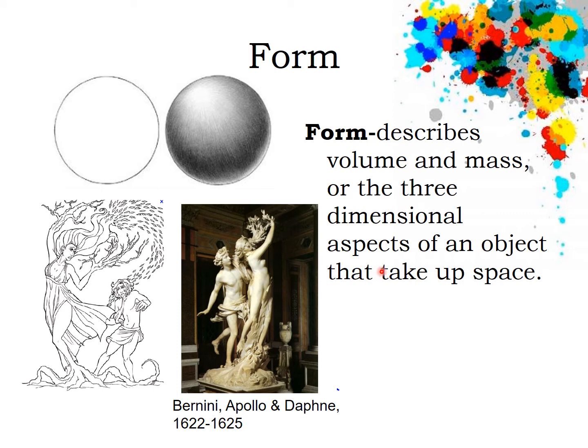All right, let's talk about form. Form describes volume and mass, or the three-dimensional aspects of an object that take up space. So we have a few examples right here. Over here to the right, we have a circle. This is a shape. It's flat, it's two-dimensional, you can't pick it up and hold it in your hand. To the right is the form version of a circle. It's a sphere. It's like a ball. It has height, width, and depth.